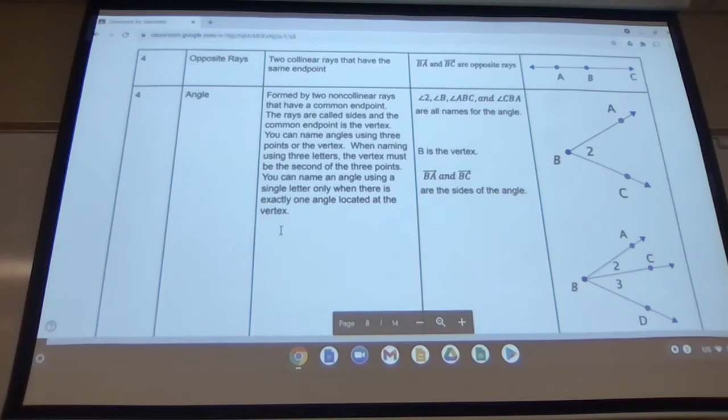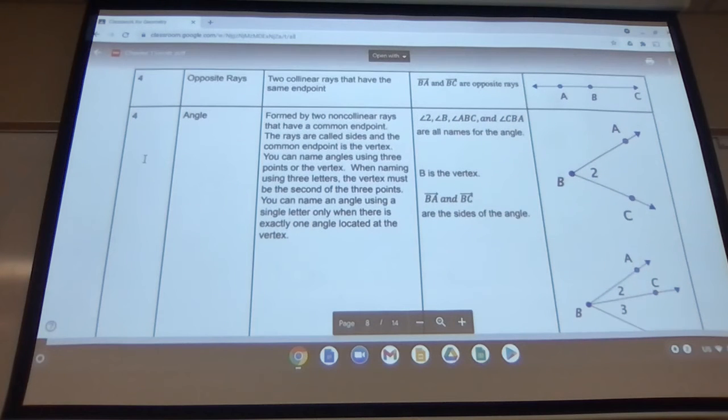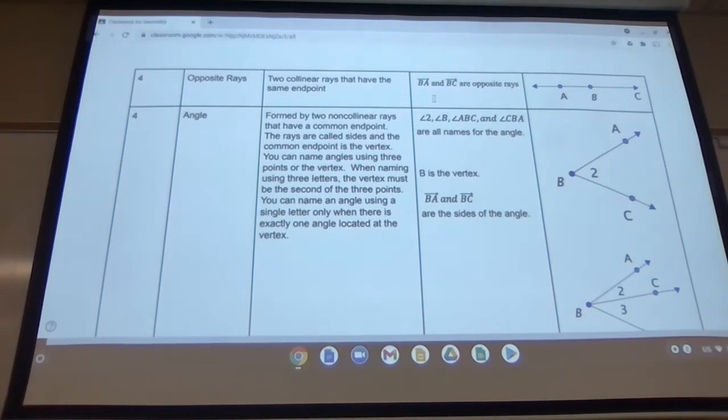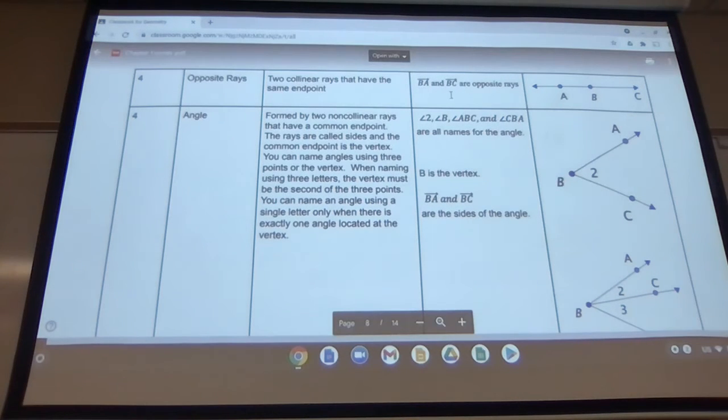Opposite rays are when you put 2 rays together. The definition is 2 collinear rays that have the same endpoint. So we've got 2 rays here that meet at point B. You have ray BA going off to the left, ray BC going to the right. Those 2 form a straight line, which makes them opposite rays. Say ray BA and ray BC are opposite rays.